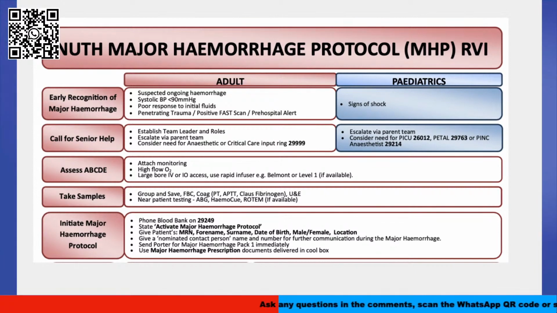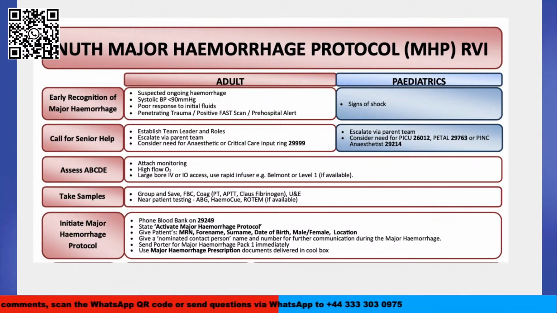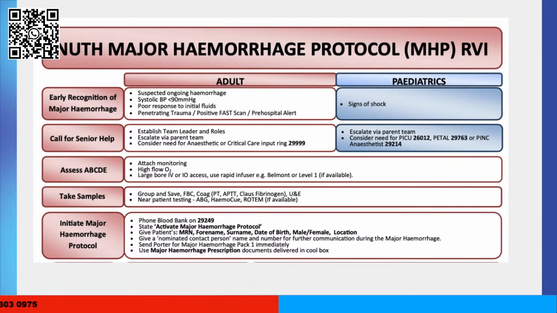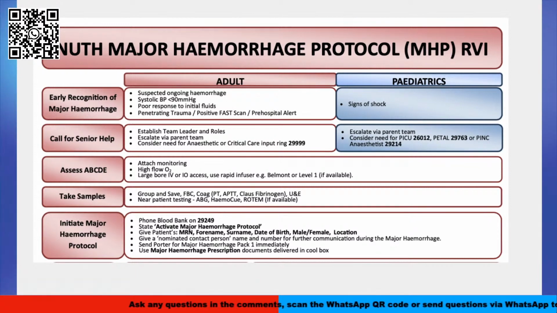So make sure they're monitored, that they have high flow oxygen administered, so 15 litres via a non-rebreathe mask, and that you've got large bore IV access. If you can't ascertain IV access quickly, think about using intraosseous access. You can then use a rapid infuser if you have one available. You should take samples early for group and save, full blood count, coagulation, and urea and electrolyte. And if you have it available, you could think about monitoring using a HemoQ, arterial blood gases, or ROTEM or TEG.